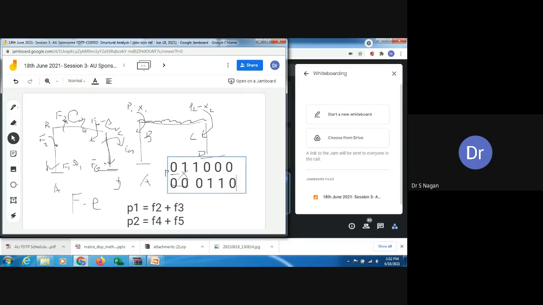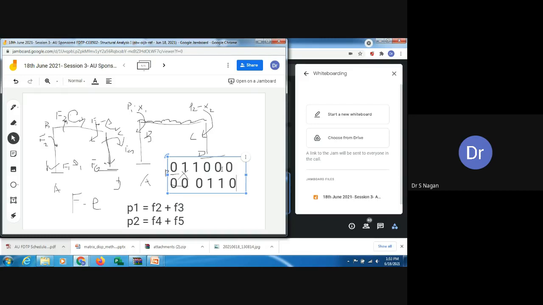So, P1 will be equal to F2 plus F3. P2 will be equal to F5 plus F6. Okay, sorry, F4 plus F5. F6 is here. So, F4 plus F5. Therefore, P1, P2 equal to 0, 1, 1, 0, 0, 0, 0, 0, 0, 1, 1, 0, multiplied by F1, F2, F3, F4, F5, F6. Therefore, this is our static matrix. Okay, do you have any doubt in this? So, analysis of portal frames is similar to analysis of continuous beams. That's why I wanted to explain you this example.